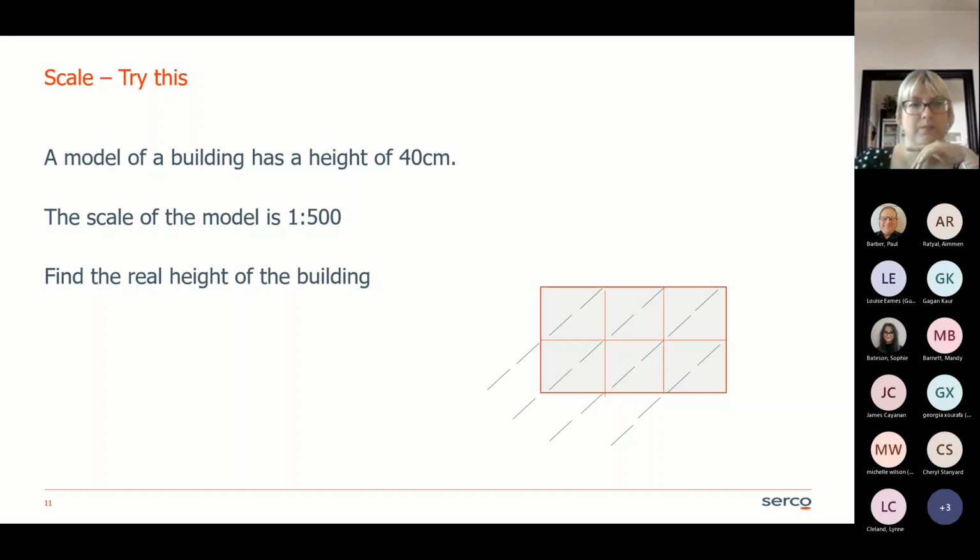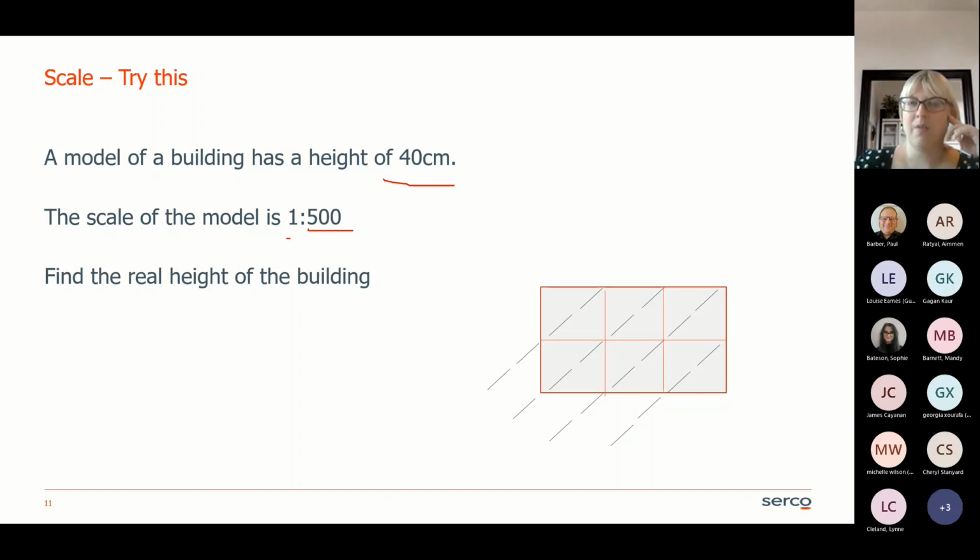Let me underline it with my pen. So we've got a height of 40 centimeters and we've got a scale of 1 to 500. So you would multiply 500 by 40. And then you could either have the answer, it doesn't specify what the answer is going to be. So it would either be 20,000 centimeters or 200 meters.